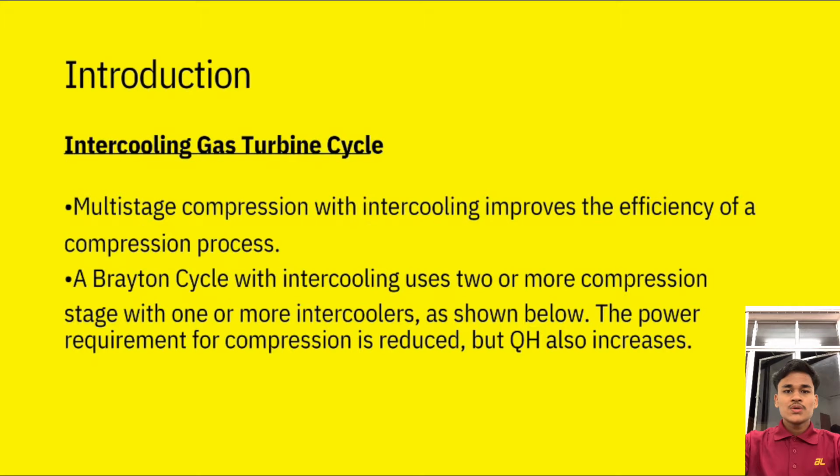Introduction for intercooling gas turbine cycle. Number 1. Multi-stage compression with intercooling improves the efficiency of a compression process. A Brayton cycle with intercooling uses 2 or more compression stages with 1 or more intercoolers as shown below. The power requirement for compression is reduced but QH also increases.